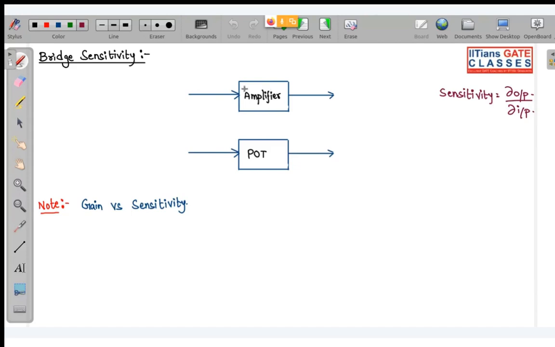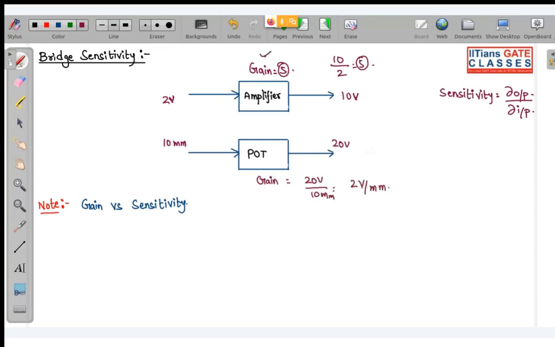Sensitivity is the change in output with respect to the fractional change in input. Suppose I have one amplifier. If I give input as 2 volt, my output is 10 volt. What is the gain here? Gain is 5, the ratio of output to input, 10 by 2. Now suppose I have a potentiometer at 10 mm, and for 10 mm the voltage I am getting is 20 volt. Here the gain is 20 volt by 10 mm, that is 2 volt per mm.